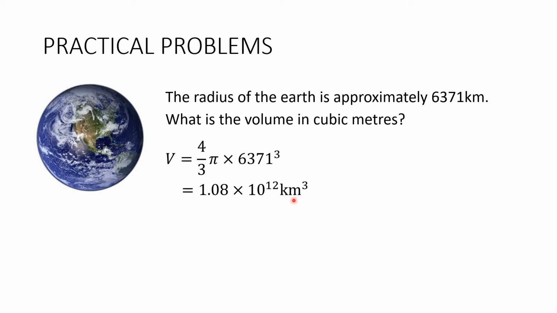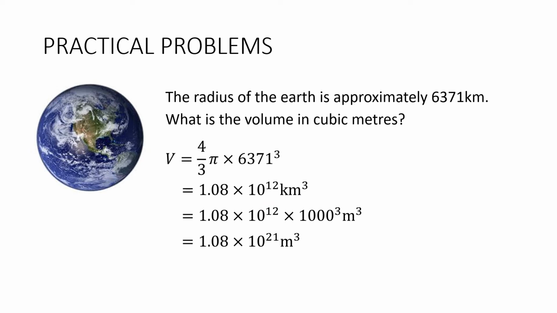Now I've got a bit of a problem. Here we have kilometers cubed, we want cubic meters or meters cubed. So I need to turn each one of these kilometers cubed into meters cubed. So I'm going to times by 1,000 for each one of the dimensions because I'm going cubic measurement to cubic measurement. So I'm going to do that whole thing multiplied by 1,000 cubed. Now if you just put that into your calculator, you get 10 to the power of 21. So it's 1.08 times 10 to the power of 21 meters cubed.